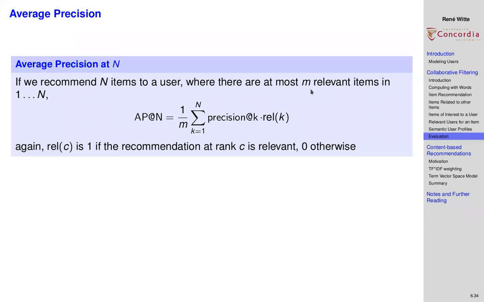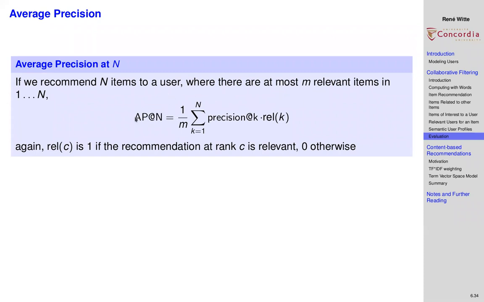So ideally, it could be that there are, out of the 10 items, all 10 are relevant. But it could also be that you have to do 10 recommendations, but for this user, only 5 were actually possible. Then there are a few that were not actually relevant.